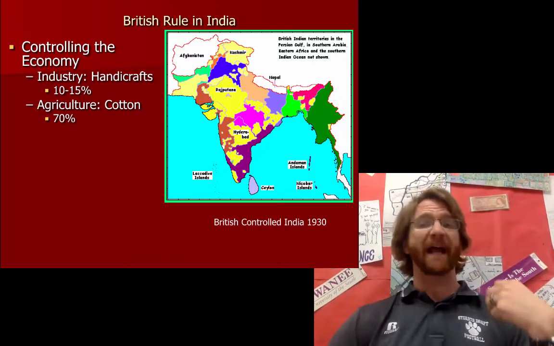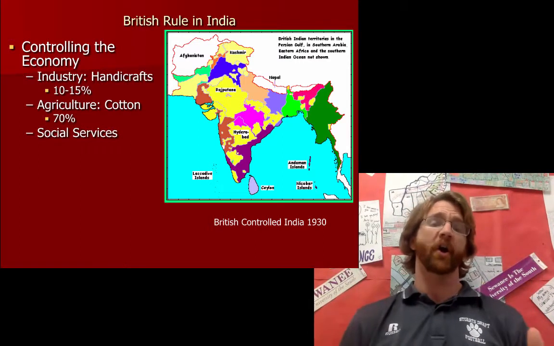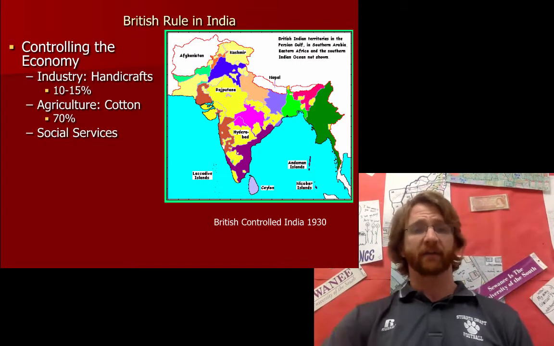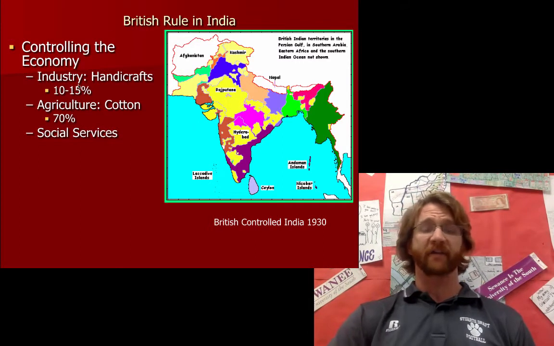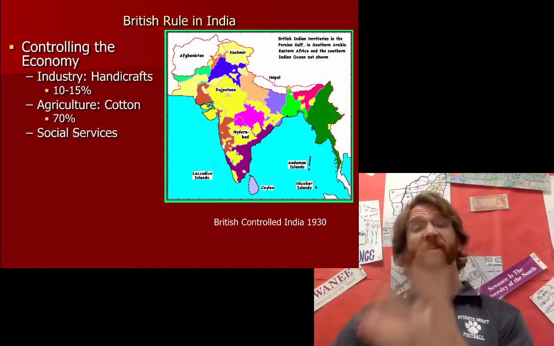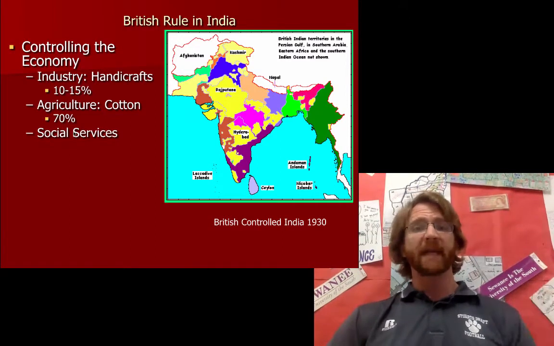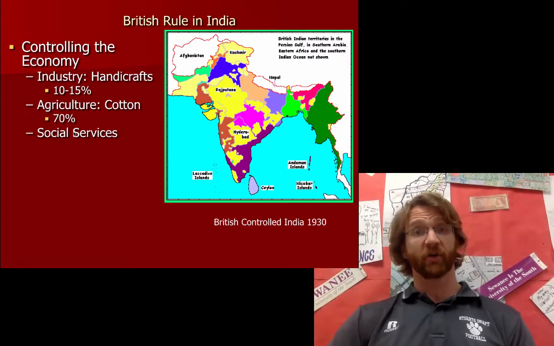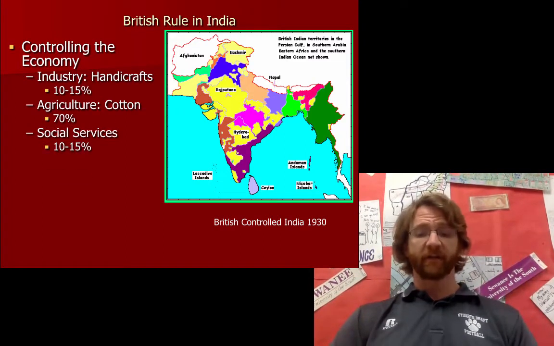Well, the British also had to have people rule for them. And so the third economic sector, so we've got the primary economic sector, the secondary economic sector, and social services made up most of the third, tertiary sector. And that made up about 10 to 15% of the total economy.